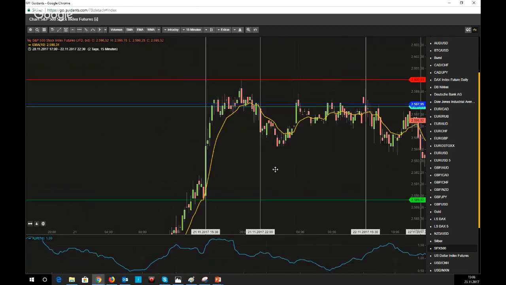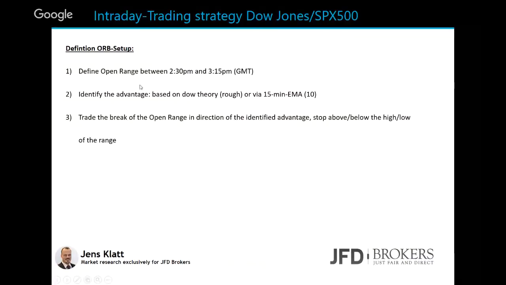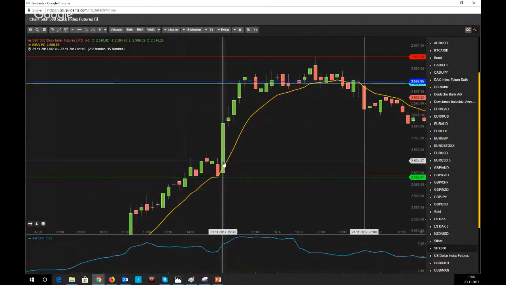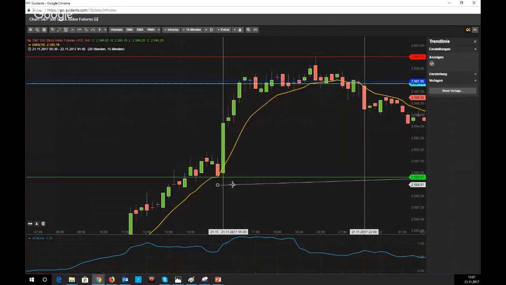So you can, by the way, that's why not? Let's do it that way. So the setup itself, let's come back here to the slide first. Define the open range between 2:30 p.m. and 3:15 p.m. GMT. That means that we look at the high and the low of the first 45 minutes of trading. And in this case, you have here the low at 2,589. One second, it's here.